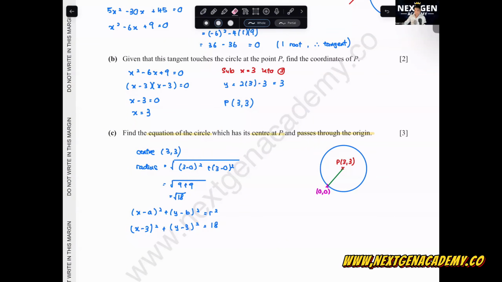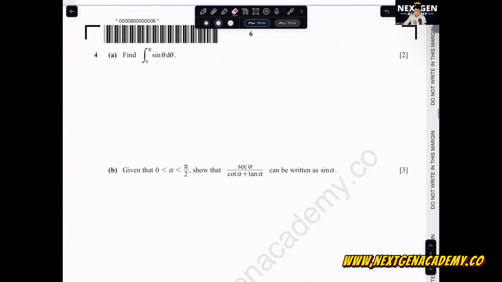Okay, let's go to number 4, on integration. Integrate from 0 to pi sine theta d theta. Do you all understand what the d theta is? We are integrating in terms of theta. What is the integration of sine? We will use the acronym S, C, negative S, negative C. When it's going down, it is differentiation, dy over dx. When it's going up, it is integration. So sine will go to negative cos.